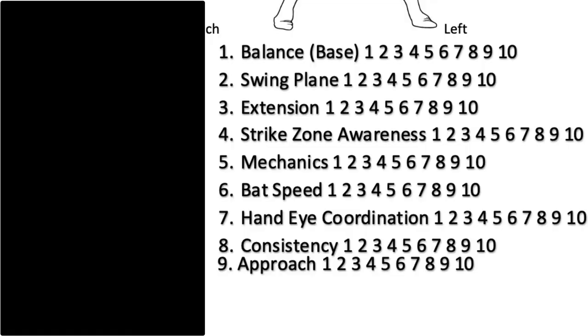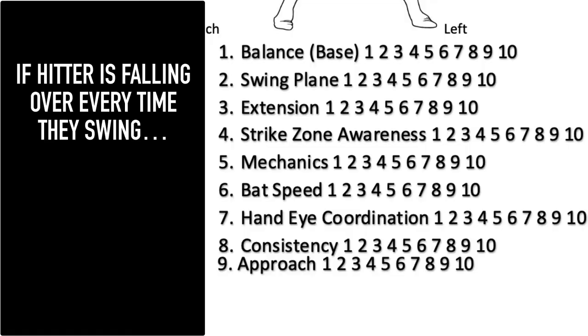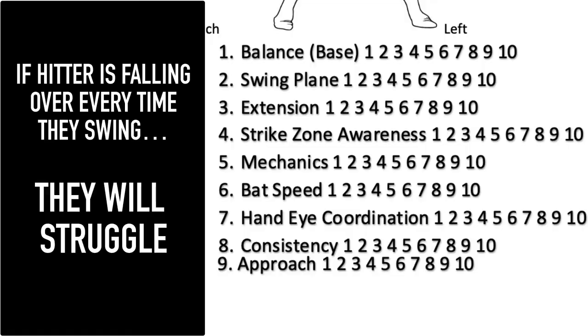As we know, balance is one of the most important parts of hitting. If the hitter is falling over on each swing, they will struggle big time in the game. So in that case, you want to give them a 1. If they are strong in their lower half and looking balanced, then they could be a 10.